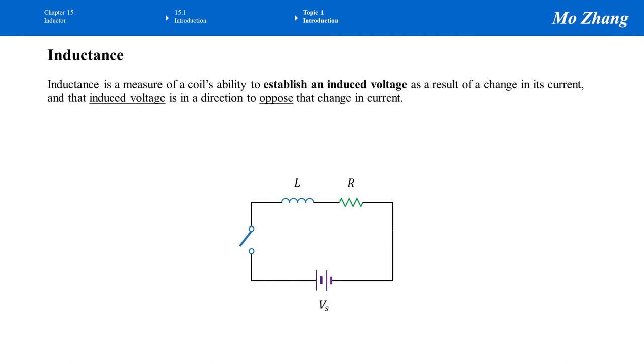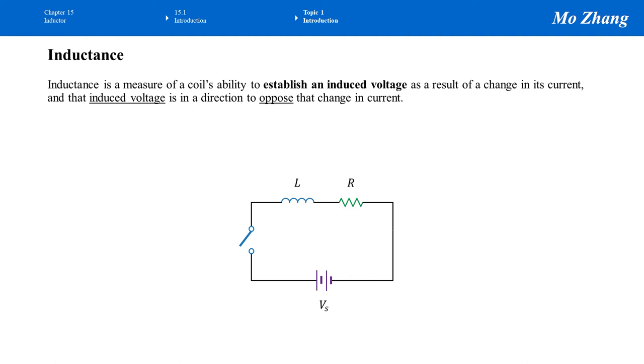Another key thing that we need to keep in mind is that the induced voltage direction is always opposite to the change in current. Their directions are always opposite. For example, the conventional current flows out from the positive terminal towards the negative terminal. The induced voltage is in the opposite direction, which means the higher voltage is at this point and the lower voltage is at this point.